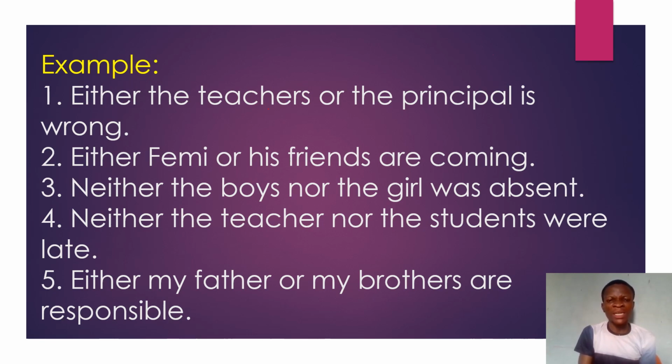You can see example 3: Neither the boys, which is the first subject and is plural, nor the girl. The girl is singular, but the girl is the one closest to the verb. Neither the boys nor the girl was absent. That means you use a singular verb because this is the nearest subject. Example 4 follows the same way: Neither the teacher nor the students were late. Example 5: Either my father or my brothers are responsible. I hope you understand.